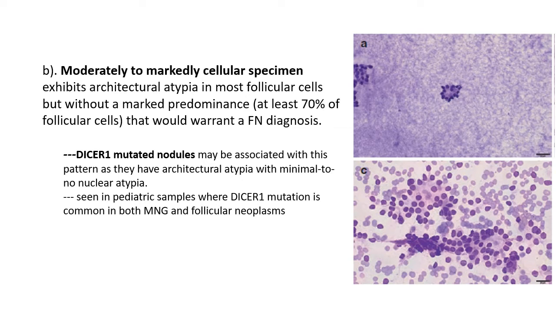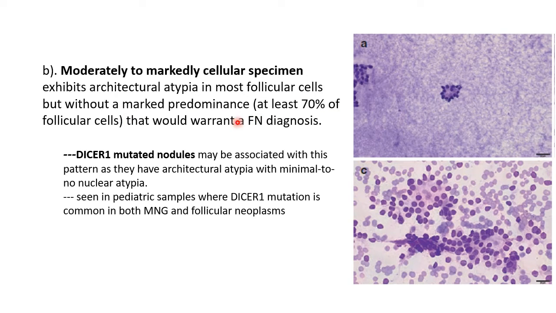Then the next scenario where we can have AUS with architectural atypia is a moderate to markedly cellular specimen. So the first example we saw was a scant specimen where most of the arrangement of follicular cells is in the form of microfollicles or crowded follicular cells. The second scenario is if we have a moderate to markedly cellular specimen which has architectural atypia in the form of microfollicles or crowded cellular groups, but there is not a marked predominance of these clusters.